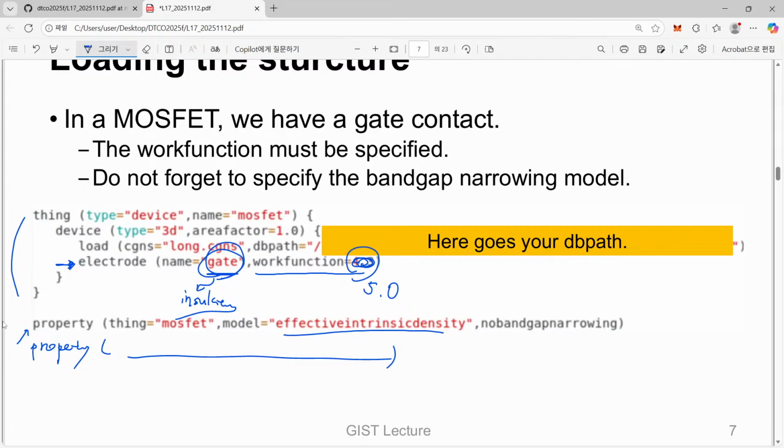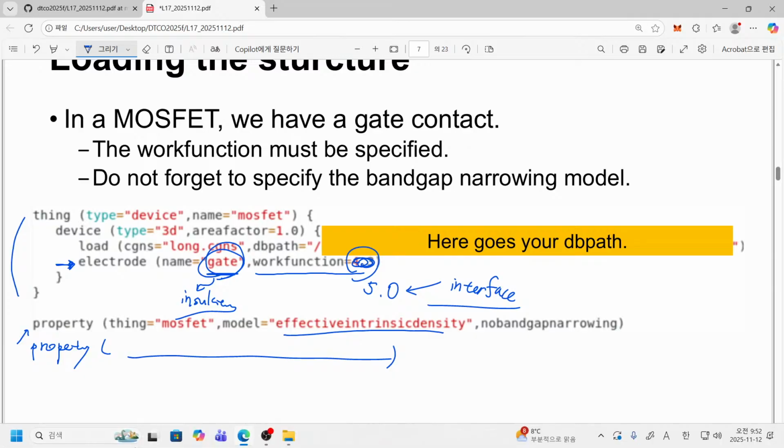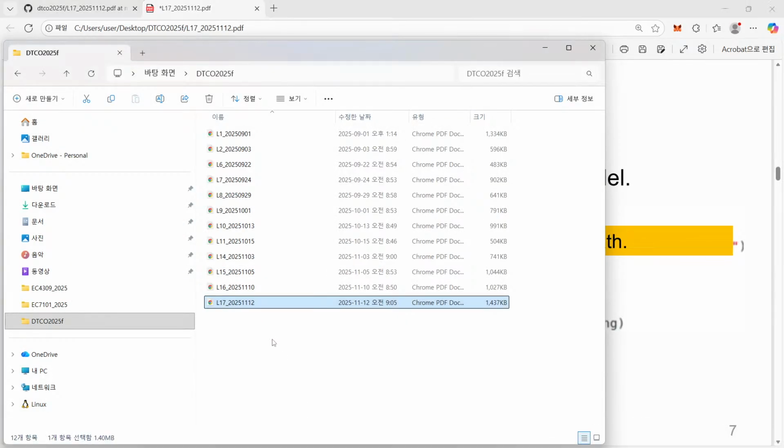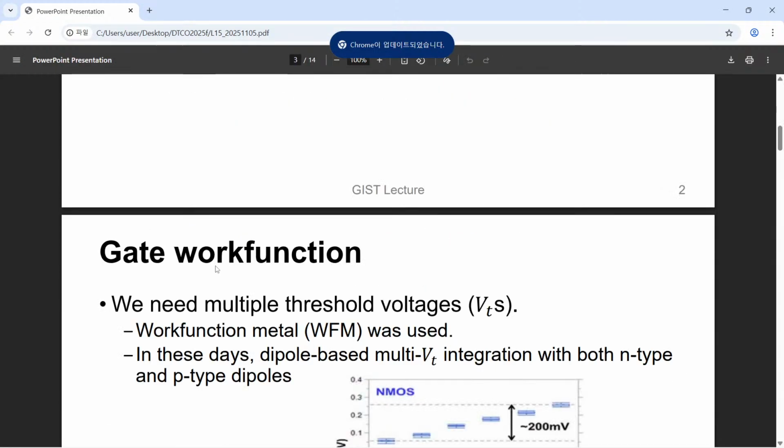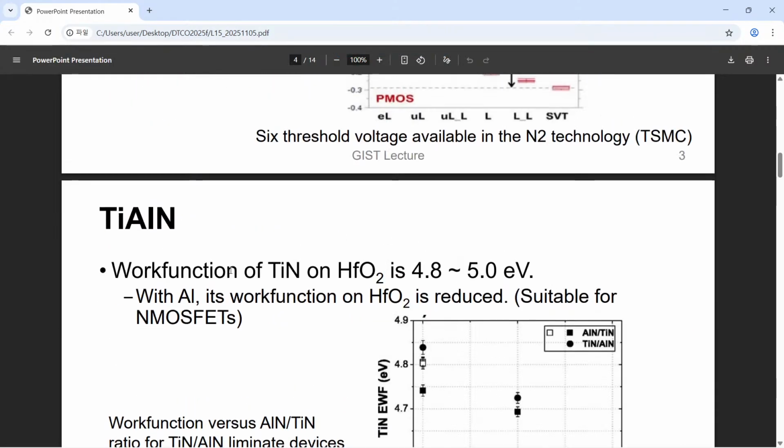However, work function is actually not a property of our material itself, but it should be regarded as a property of our interface between our insulator region and our gate stack. That is the point. So maybe you remember our previous lecture. So let me just come back to our previous lecture. Maybe this one. I'm not that sure. Oh, here. Now you can see this one.